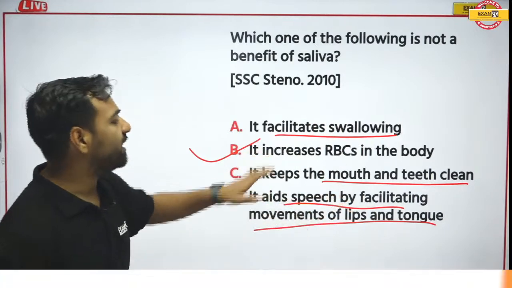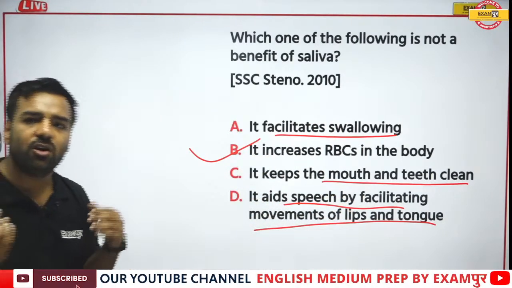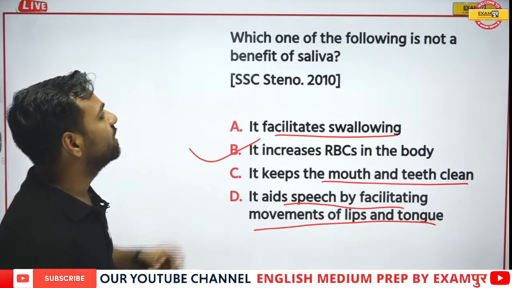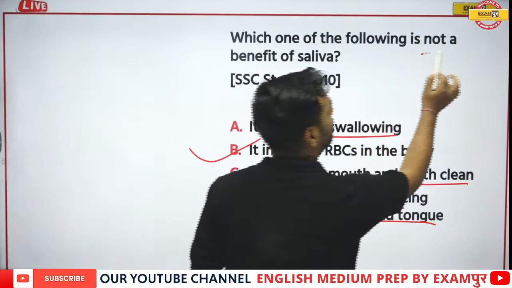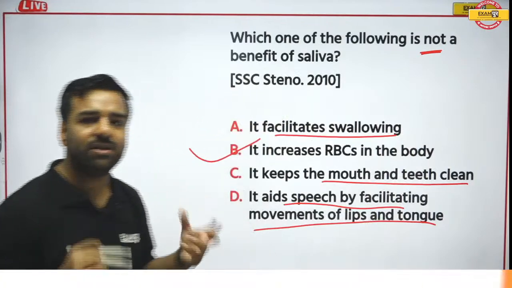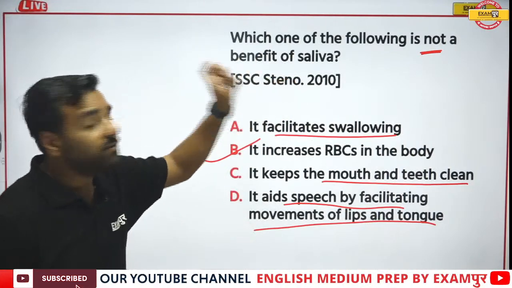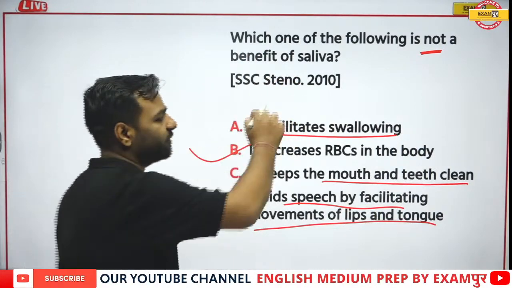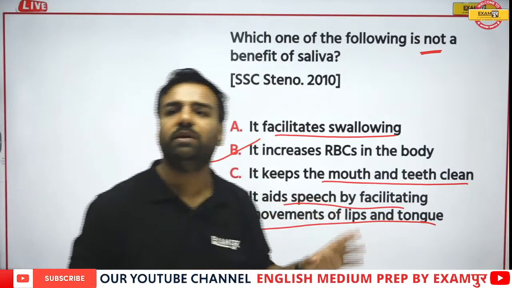But if I talk about RBCs, saliva is not helping in the increment of it. That's why we have asked what? Not a benefit. In the examination, we directly check the options, forget that 'not' is written, click the first answer and move on. Please do not make that mistake.